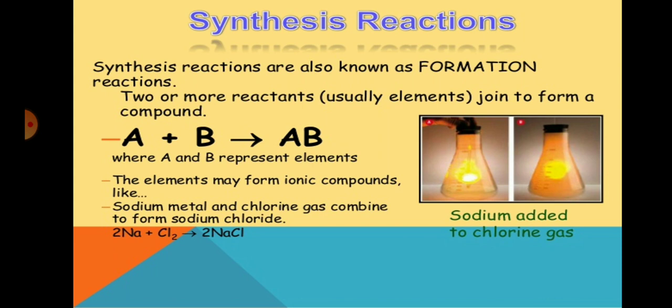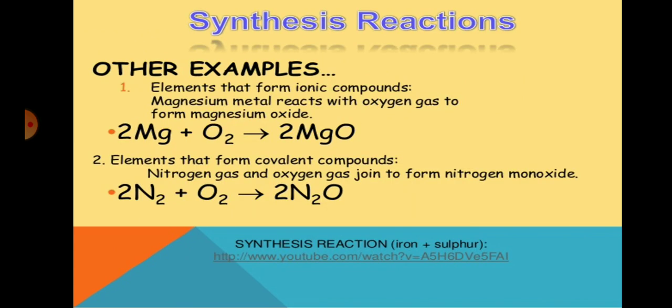So the elements may form ionic compounds, for example, sodium metal and chlorine gas combine to form sodium chloride. Other examples involve magnesium metal reacting with oxygen gas to form magnesium oxide. Okay, another one is that nitrogen gas and oxygen gas join to form nitrogen monoxide.